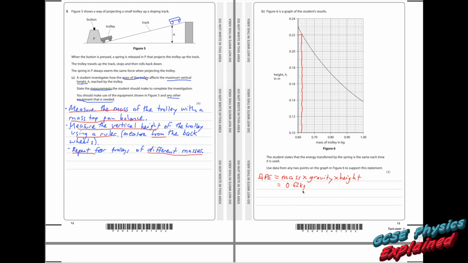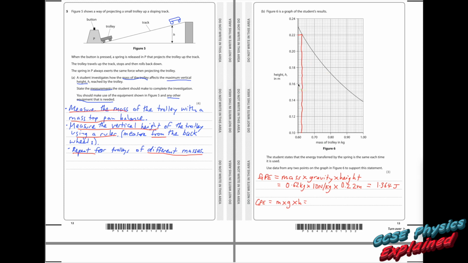0.62 kilograms. Multiply that by gravity, which is 10 newtons per kilogram on Earth. Multiply that by the corresponding height, which was 0.22 meters, and that equals 1.364 joules. And then if we get a second gravitational potential energy, again it's mass times by gravity times by height, and this time we'll do it in green.